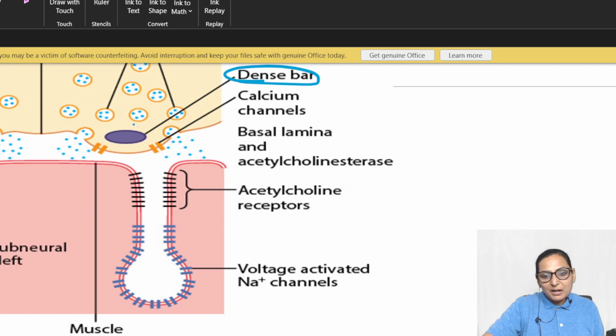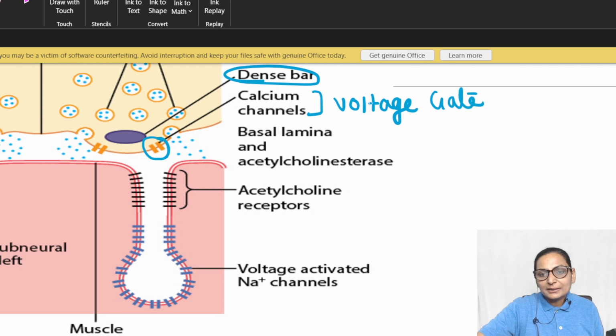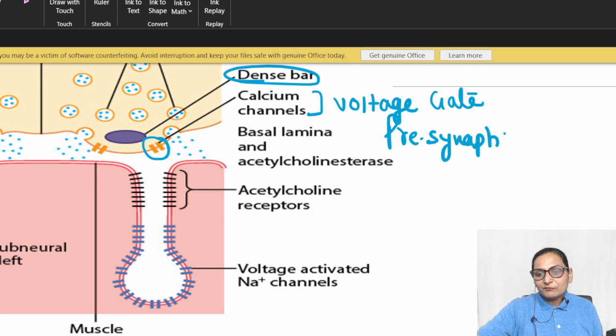What are these dense bars? These are the sites located near the calcium channels. So these are the sites of the voltage gated calcium channels. So remember, voltage gated calcium channels are present presynaptically. That is very important, because postsynaptically there is going to be presence of ligand gated channels, and both of these have different pathologies. So you have to remember that presynaptically there is presence of the voltage gated calcium channels, right?